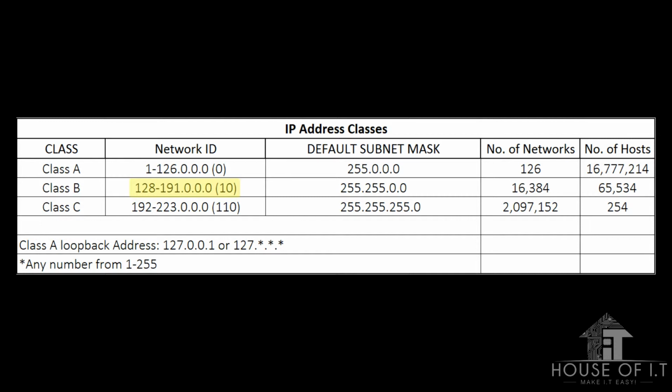Now for Class B IP addresses, the network ID ranges from 128 to 191.0.0.0. Again, these zeros could be any number from 0 to 255. Its default subnet mask is 255.255.0.0. It has 16,384 networks and over 65,000 hosts. And as for Class C, it ranges from 192 to 223.0.0.0 network IDs. It has a default subnet mask of 255.255.255.0, and it has 2,097,152 networks, but only 254 hosts per network.